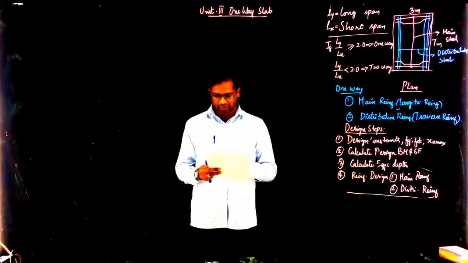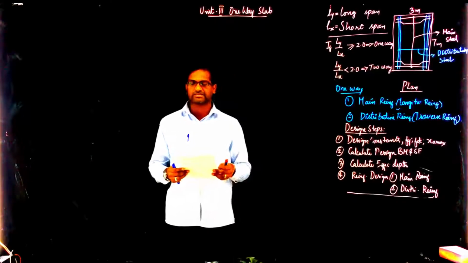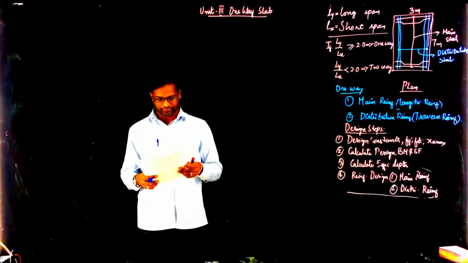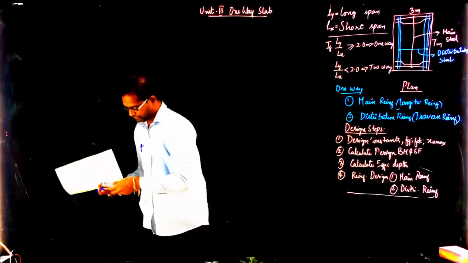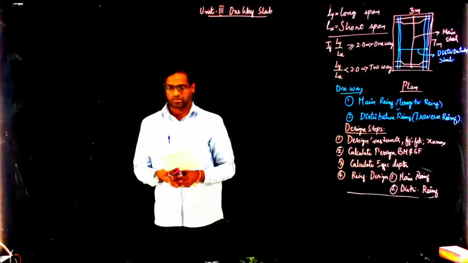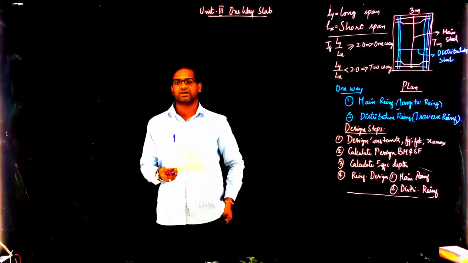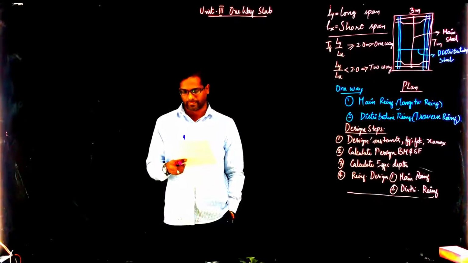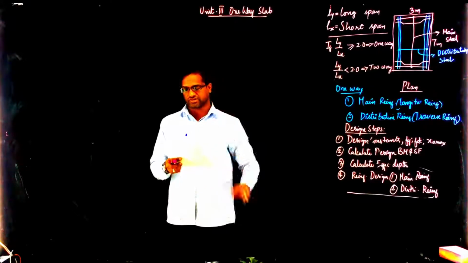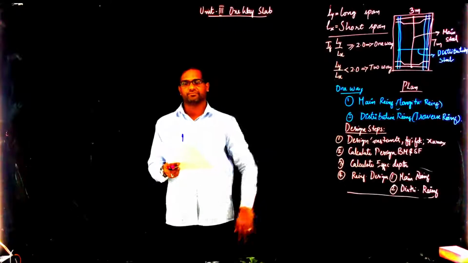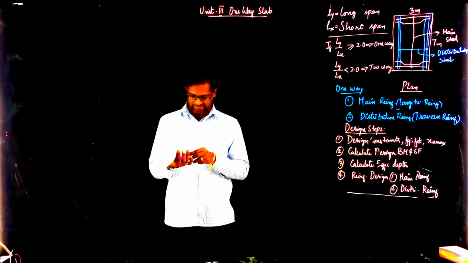Please copy it down, I will dictate. Please note down this problem. Design an RCC slab for the given data. Room dimensions: write down room dimensions 3 by 7, that is, 3 meters by 7 meters.